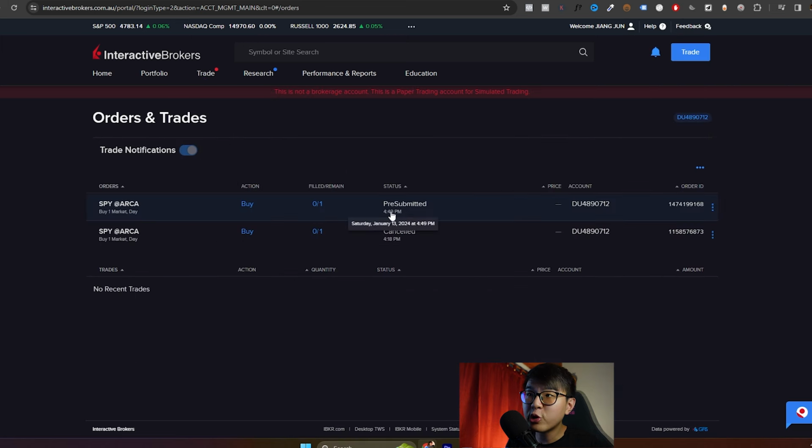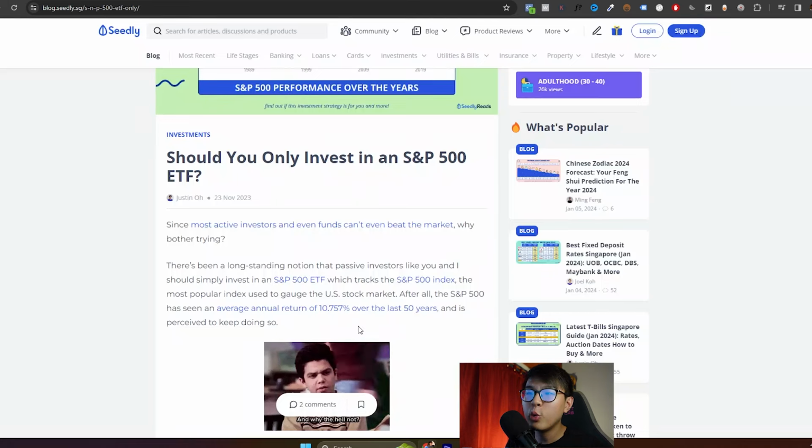You can see the status of your trade, which is pre-submitted. If you are trading during market hours and you're trading based on a market order, it will usually be filled immediately. When I say filled, it means that you will actually buy the S&P immediately. That is something that I recommend. A small little thing that maybe doesn't really make a difference for beginners, because what is a long-term goal for investing into the S&P 500? You want your money to grow about 10% for the next 50 years or so.